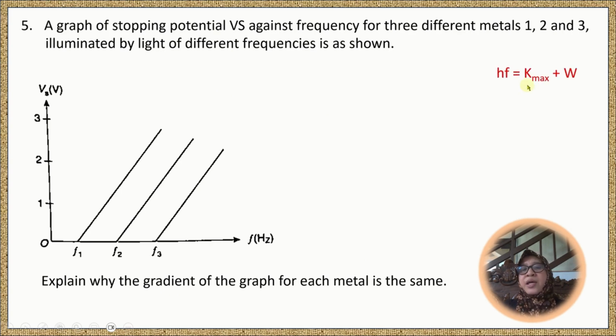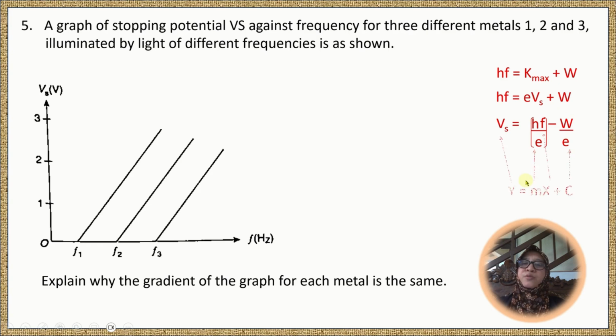Okay. Why? So we look at the photoelectric equation: hf equals Kmax plus work function, and Kmax equals eVs. So we rearrange the equation. The general equation for a straight line is y equals mx plus c. So the y-axis will be Vs and the x-axis is f. So we make Vs the subject, and then we divide the whole equation by e. So now our equation is in the general form of y equals mx plus c for the linear graph.